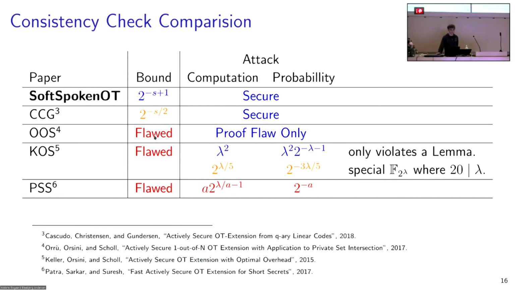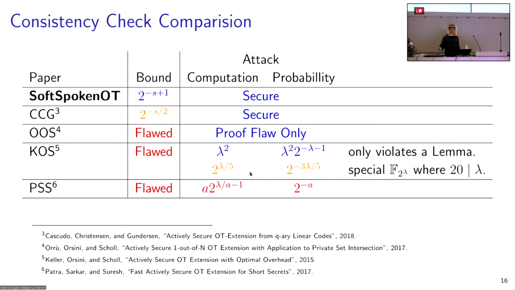But unfortunately, for the other main mostly secure OT extension papers we considered, there were flaws. For OOS, it was just a flaw in the proof, and a special case of the SoftSpokenOT proof also shows that OOS is still secure. We found a couple of different attacks on KOS, and I'm not really sure to what extent KOS is attackable. One is just kind of a trivial thing. There was some collision that they didn't consider, and it only violates some lemma.